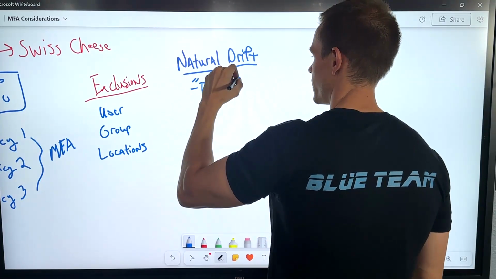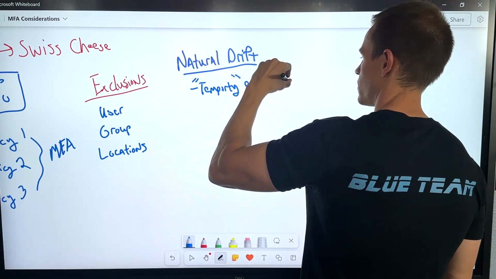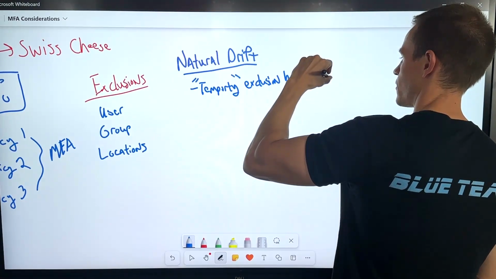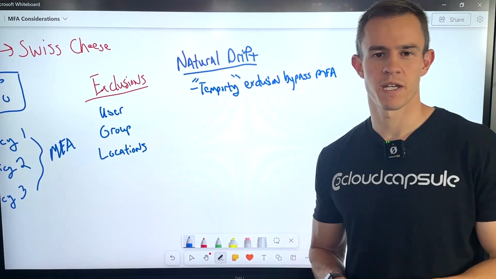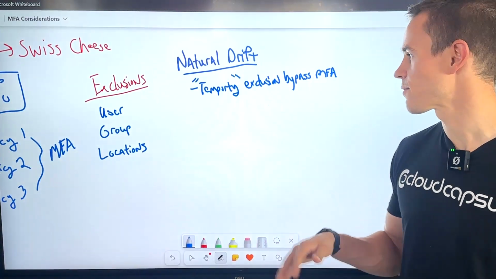is temporary exclusions to bypass MFA for a particular reason. And there might be different use cases for that. Maybe you had to temporarily whitelist the account because you needed modern or legacy authentication for a second.